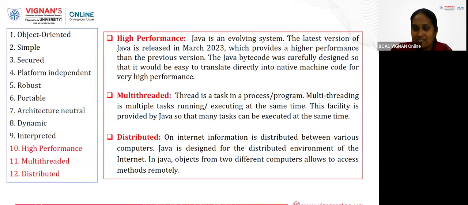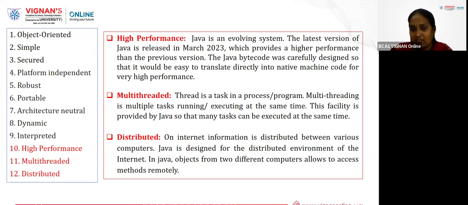It is an evolving system, and higher performance can be provided with every version. Whenever we get the next versions of Java, we get higher performance. And it is multi-threaded programming. That is, we can have multiple tasks. We can run multiple tasks parallelly. We can develop multiple tasks, and those multiple tasks can be done parallelly. So that's why it is called multi-threaded programming.